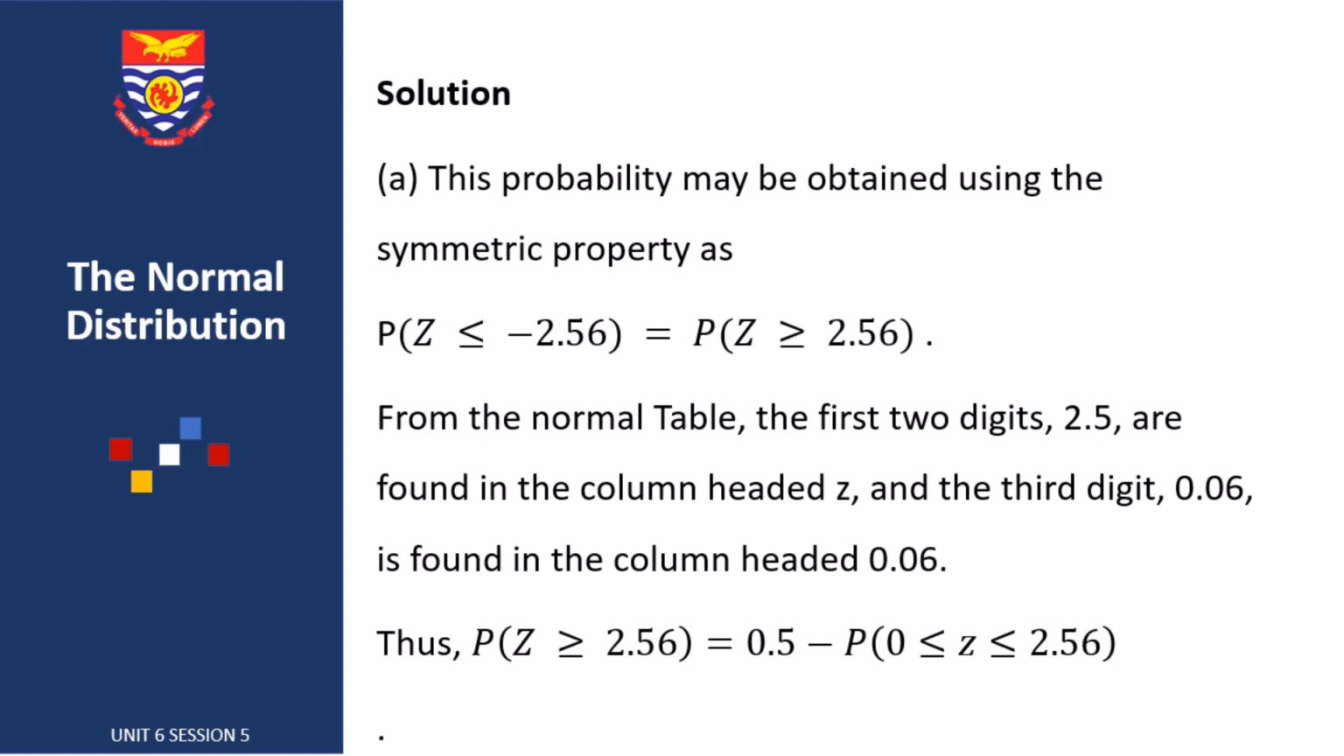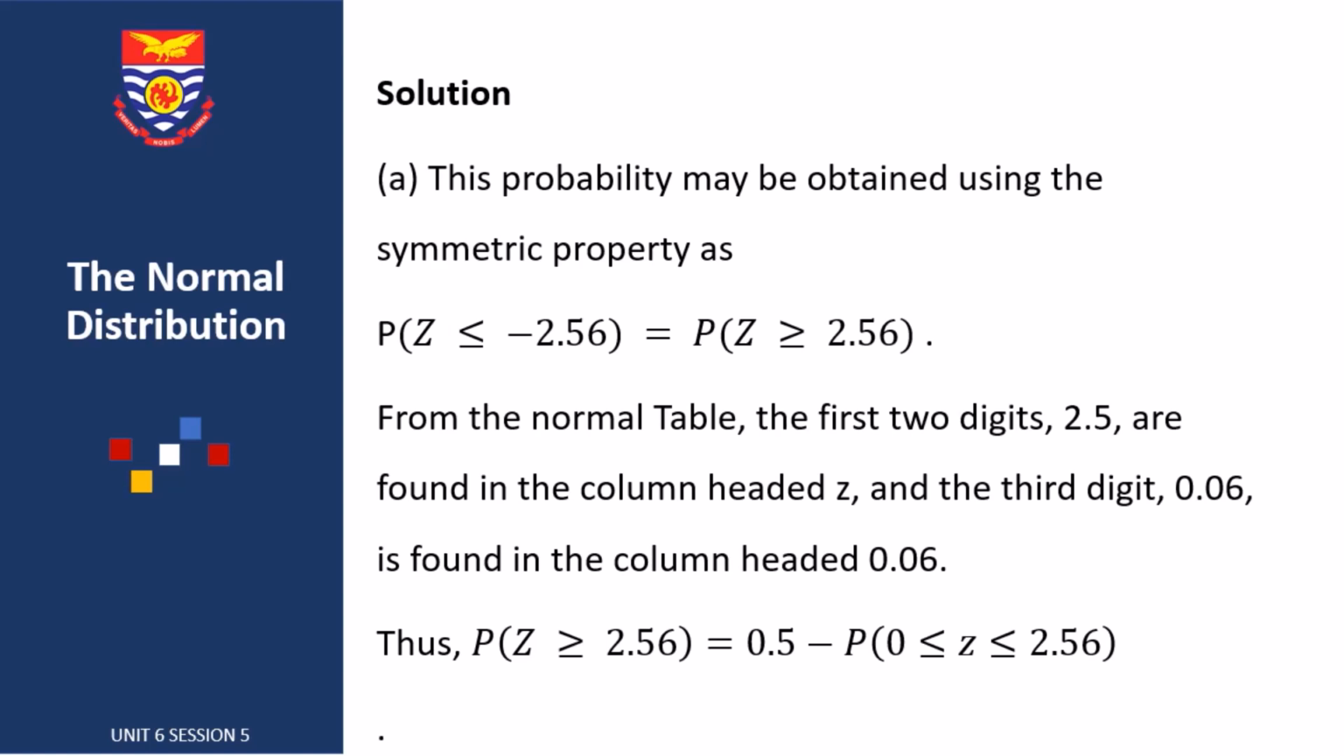One, this probability may be obtained using the symmetric property. Of course, P of z less than minus 2.56 is the same as P of z greater than 2.56. You know, the symmetric property, what you have at the tail ends: the value here on the negative side will be the same as the value on the positive side at the tail end there. And how can this value be obtained?